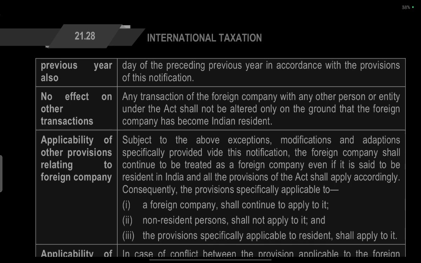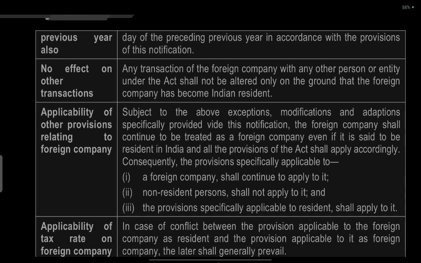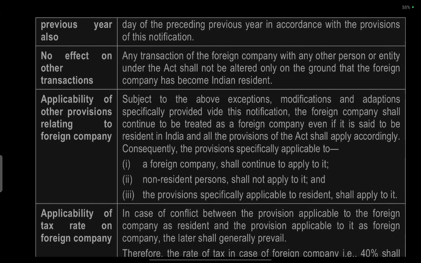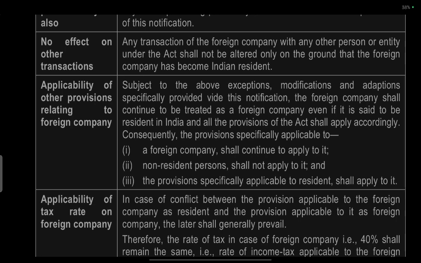No effect on other transactions. Transactions of the foreign company with any other person or entity under the Act shall not be altered only on the grounds that the foreign company has become an Indian resident.